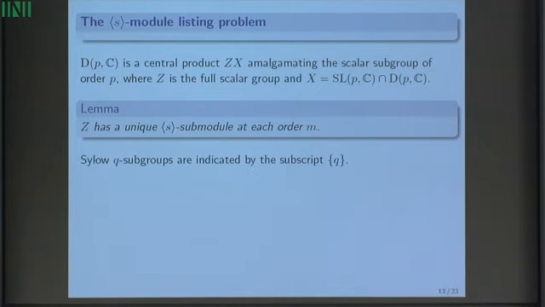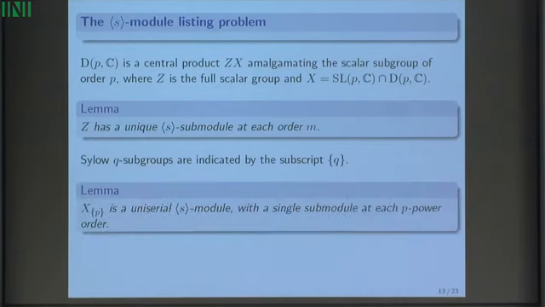So nothing to say about Z. For X, we're going to split the discussion up into p-groups and p-prime groups. So X_p, the Sylow p-subgroup of X, is uniserial as an S module, has a unique submodule at each p-power order. And we can write down module generators for those.